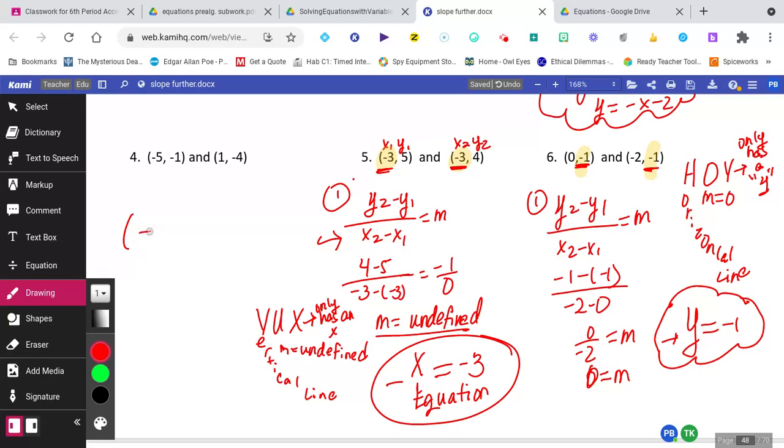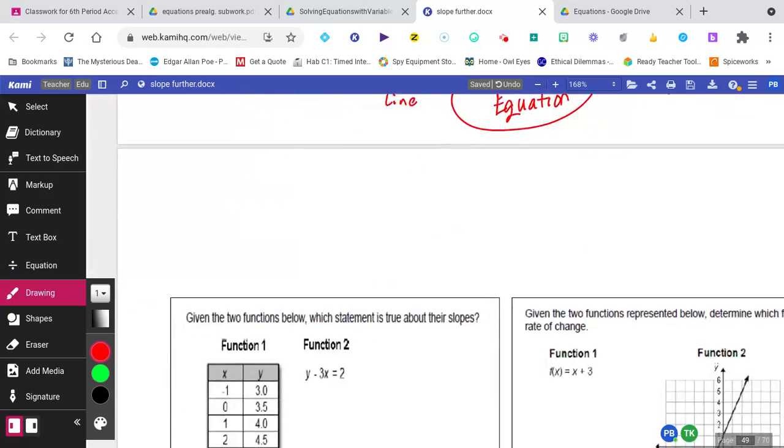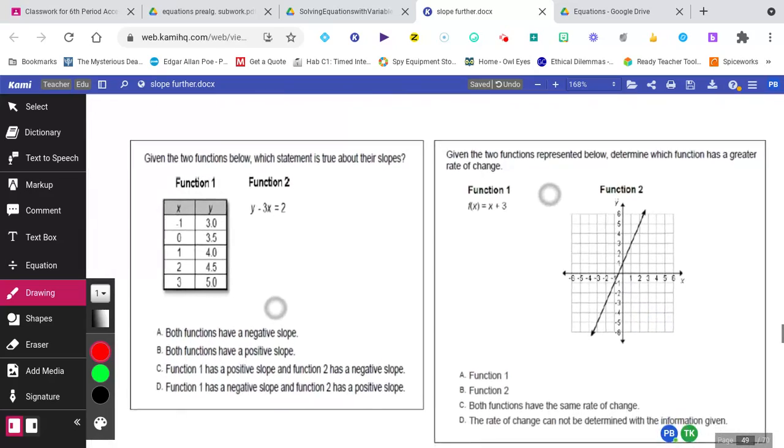Suppose I gave you (-7, 5) and (2, 5). Well, here I see that the y values are the same, so I'm just going to put y equal to 5 for the equation. If I gave you something like (4, -2) and (4, -8), I see that the x values are the same. I'll just put x equal to 4. I wouldn't even do step 1 in finding the slope. But again, it's totally up to you. All right, I'm going to go through a few graphs and tables.